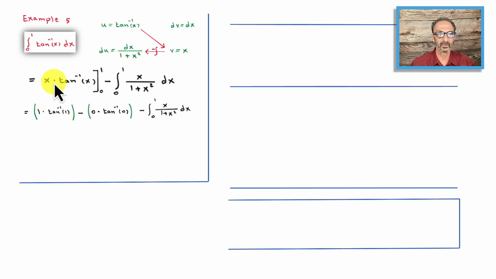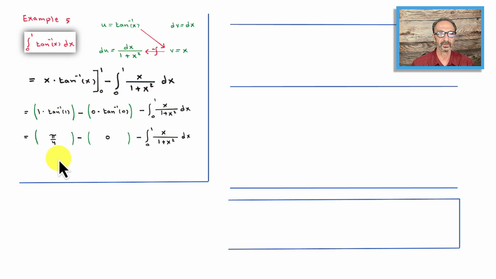Plug in 1, we get 1 times tan inverse 1 minus 0 times tan inverse 0. That's right here. Minus the integration as is. Tan inverse 1 is pi over 4, the 45 degree, and tan inverse 0 is 0 degree. Tan 0 is 0, and tan pi over 4 is 1. So that will give me 1 times pi over 4, and 0 times something is 0. It's actually 0 times 0 here.